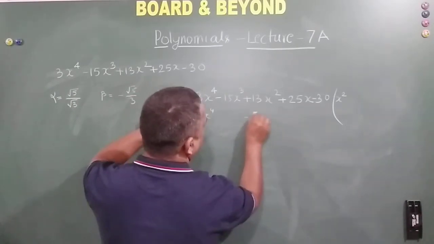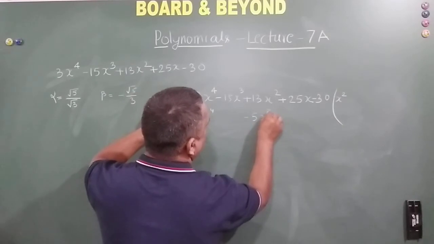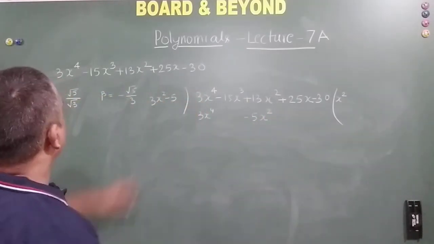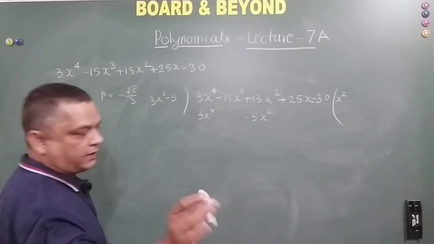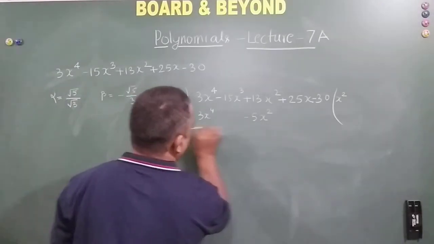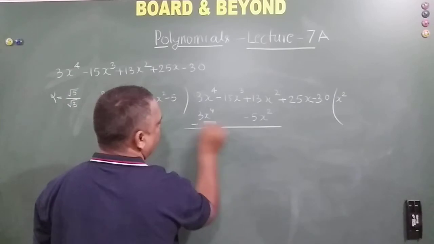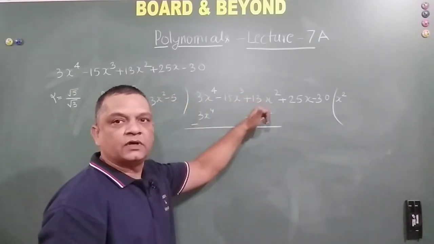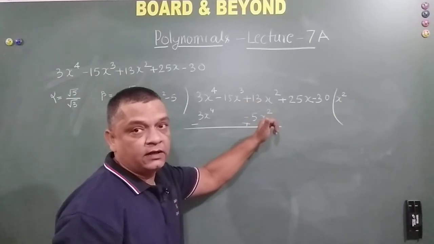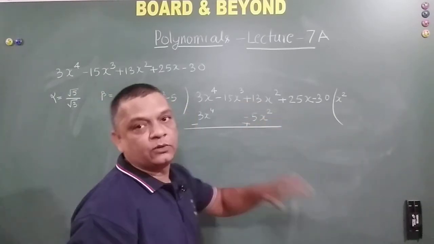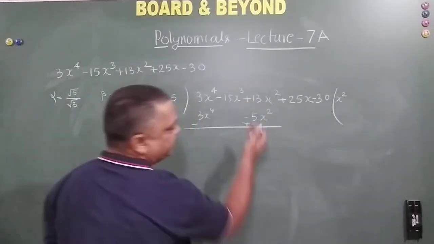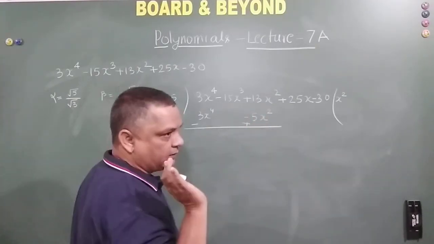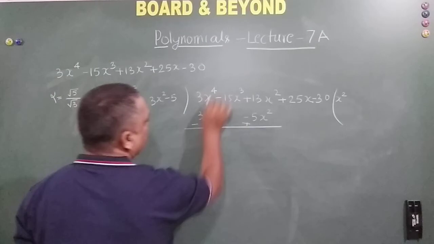minus 5x square. Am I right? Because it's only a constant term here. Okay. So please be careful. As I said in the last class, please match the power and then write the values. If you don't do that, you are likely to get into trouble. So if I write this minus 5x square here, then I am into trouble. Please don't do that.